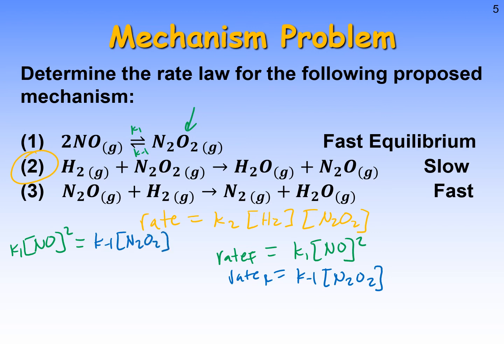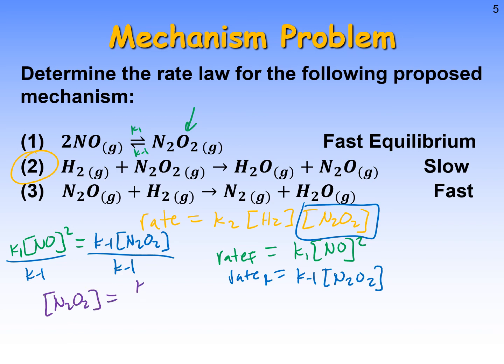Now again, I want to isolate N2O2 so that I can substitute it into my first equation here. Well, that again is simply just going to be divide over by k minus 1. So my N2O2 concentration is going to be equal to k1 over k minus 1 times the concentration of NO squared. And I can take this whole bit and substitute it into my original rate law.